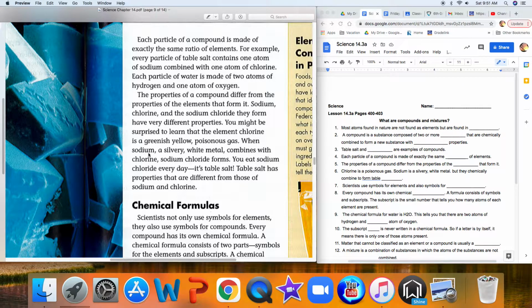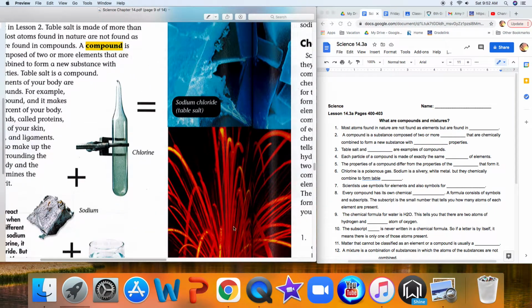Okay. When sodium, which is a silvery white metal, combines with chlorine, it forms sodium chloride. You eat sodium chloride every day, it's called table salt. Table salt has completely different properties. It's not a poisonous gas, right? It's not a metal that I'm eating. It combines and has completely unique things. So as I'm going through my notes here, guys, we said chlorine's a poisonous gas, sodium is a silvery white metal, but they combine chemically to form table salt. And so they're just trying to stress that, guys, completely different properties. And so some of us are like, I'm never eating salt again, it's poisonous. No, it's not, guys. Just like if I put salt in water, it's not going to explode on me.